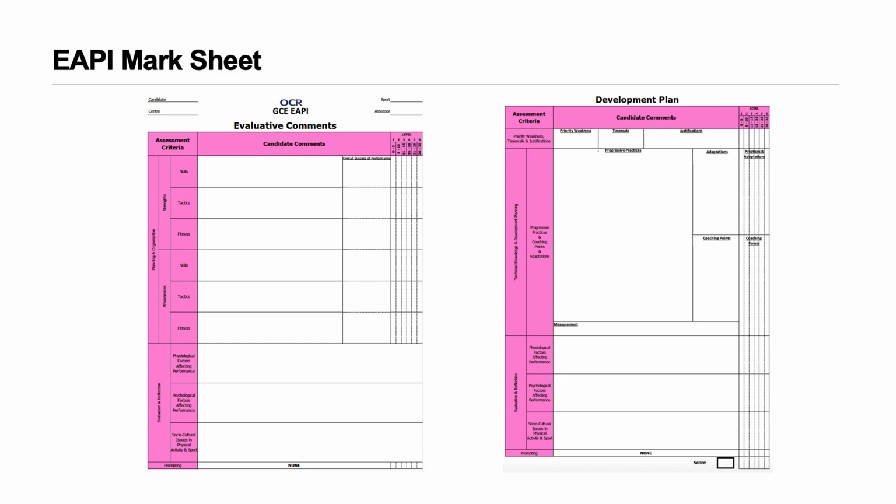To support you in your assessment of your students, the EAPI mark sheet that your moderator has to use is also on the OCR website. We would strongly encourage you to utilise this when you're assessing your own students. The sheet is two-sided for the two separate questions. The first, the evaluative comments, and the second, the development plan.